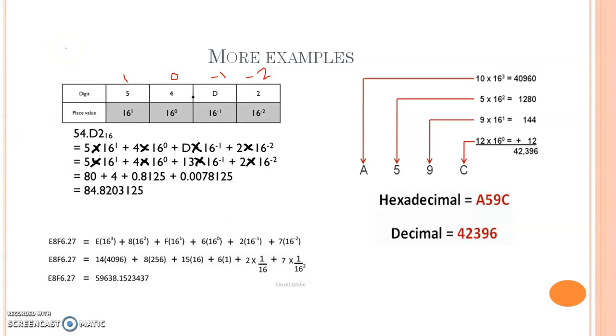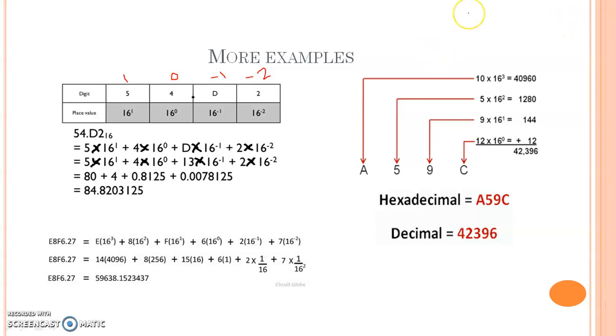Yes. And the second question is, how will you convert E8F6.27 to the base 16 to decimal? So you can write E into 16 raised to 3 plus 8 into 16 raised to 2 plus F into 16 raised to 1 plus 6 into 16 raised to 0 plus 2 into 16 raised to minus 1 plus 7 into 16 raised to minus 2. So the answer is 59638.1523437.